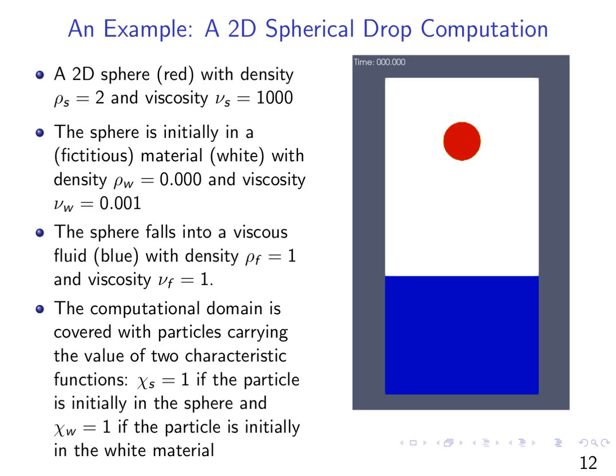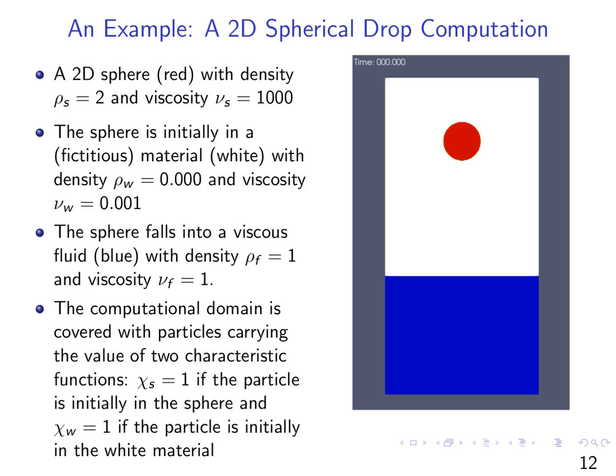So to look at the linear least squares, we want to look at a model. And to start off, we're going to look at this spherical drop in 2D. What's going on with these drops that we're going to show is that we have a red sphere that's got a relative density of 2 and a viscosity of 1,000. We've got a fictitious white material with a relative density of 0 and a viscosity of 1,000th. And we have the blue fluid that the sphere is falling into eventually with a density of 1 and a viscosity of 1.